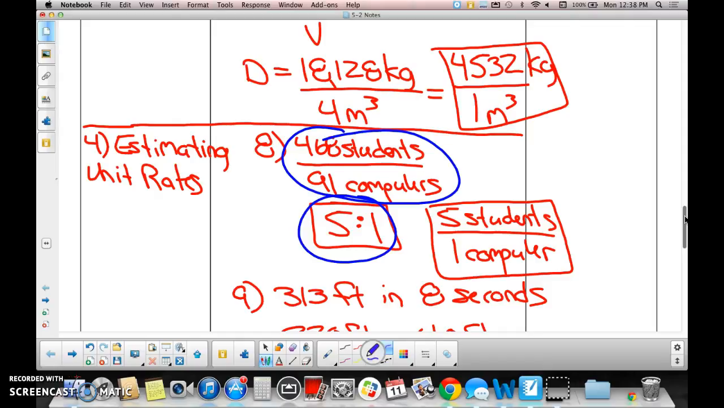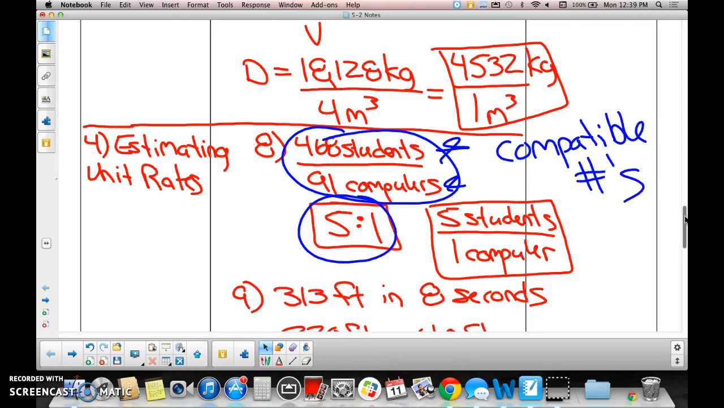Rounding. Rounding to what? What are you doing with both of these numbers, the 468 and the 91? Taruna? Compatible numbers. When comparing 2 different rates or doing an estimate, find compatible numbers. So in the situation for number 8, we used 450 and 90, I believe is what we talked about.